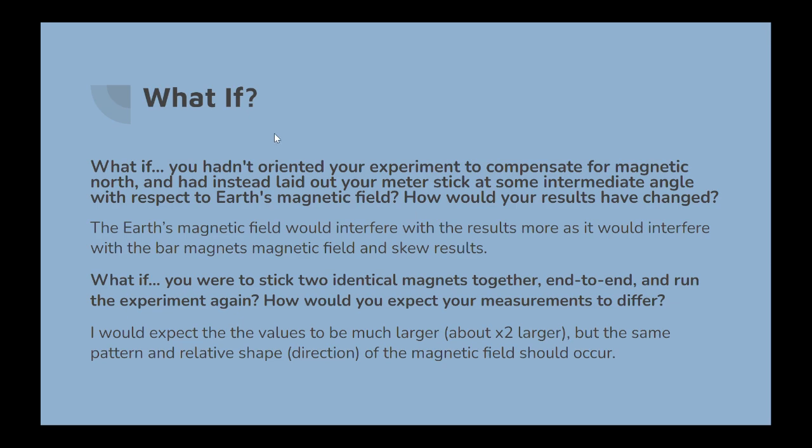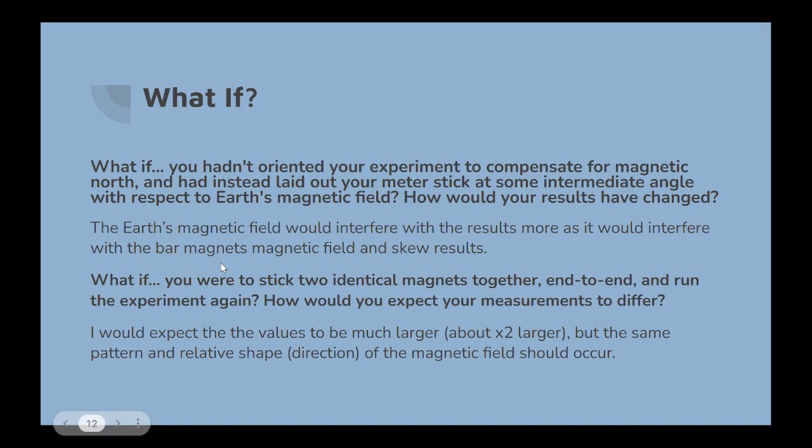So what if you hadn't oriented your phone to compensate for the magnetic north and had instead laid out your meter stick at some intermediate angle with respect to Earth's magnetic field? How would your results have changed? Well, the Earth's magnetic field would interfere with the results more so than it might have already due to errors, as it would interfere with the bar magnet's magnetic field and skew the results, because for this lab we are trying to compensate for the Earth's magnetic field so that it's not at play with the bar magnet. But if we had it at any angle, then the Earth would have some value that would be unknown to us, and so we wouldn't be able to tell what the actual bar magnet field is.